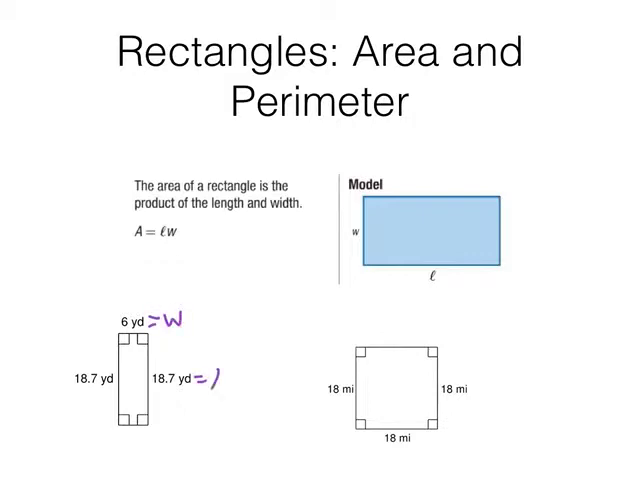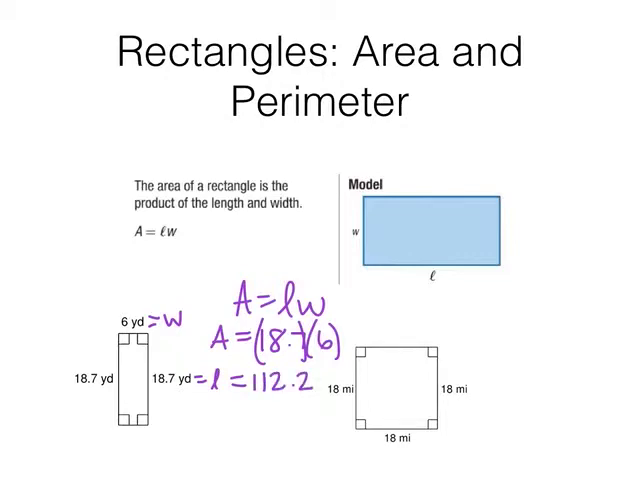I'm going to call that one the width and that one the length. Write the formula. Plug in the numbers underneath the formula. Multiplying these together, I'm going to use my parentheses to show multiplication. And when I multiply those two numbers together, I get 112.2. But when I write my answer, it's 112.2 yards squared, or square yards. I can also write it 112.2 as sq yd, like that.